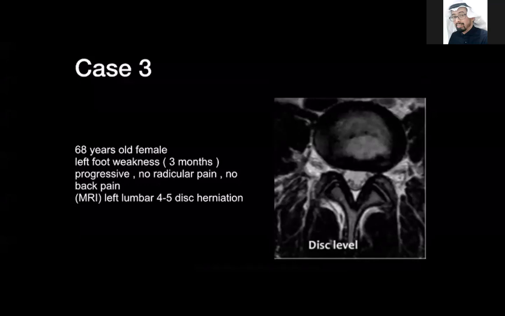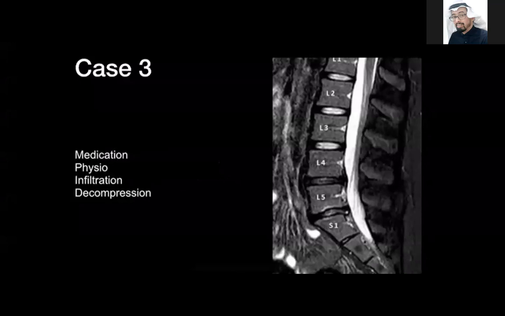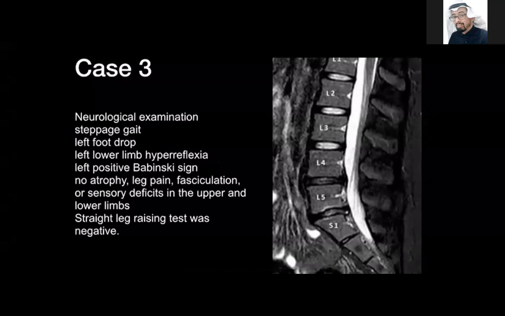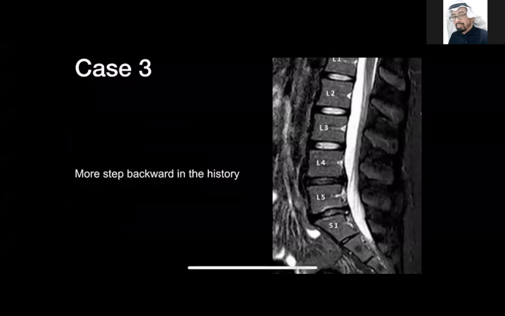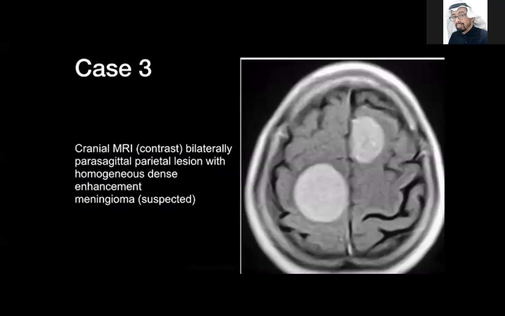So if we go back a little bit in the history and physical examination, you see that this patient had a spastic gait, left foot drop, left lower limb hyperreflexia, a positive left Babinski sign, no atrophy in the muscle, no leg pain, no fasciculation. There is no sensory or motor deficit. Straight leg raising test was negative. If you go back a little further in the history, the patient has a progressive and severe headache. So it means you have to tackle and see what the problem is, maybe in the central causes. So we did an MRI and found there is some cranial lesion, which may be the cause.